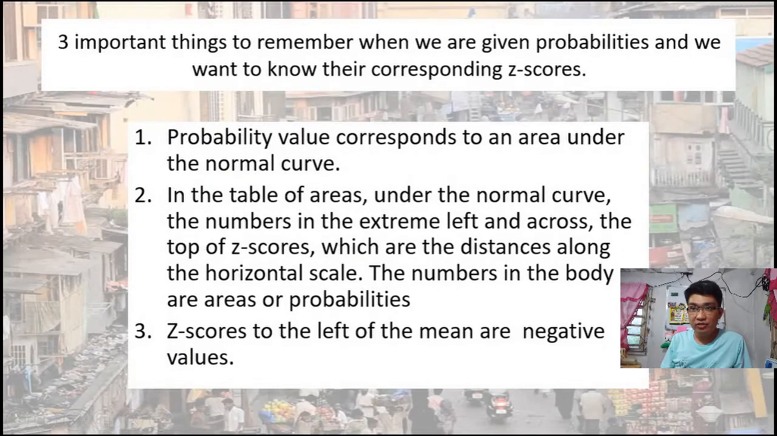Three important things to remember when we are given probabilities and we want to know their corresponding z-scores. Probability value corresponds to an area under the normal curve. In the table of areas under the normal curve, the numbers in the extreme left and across the top are z-scores, which are the distances along the horizontal scale. The numbers in the body are areas or probabilities. Z-scores to the left of the mean are negative values.